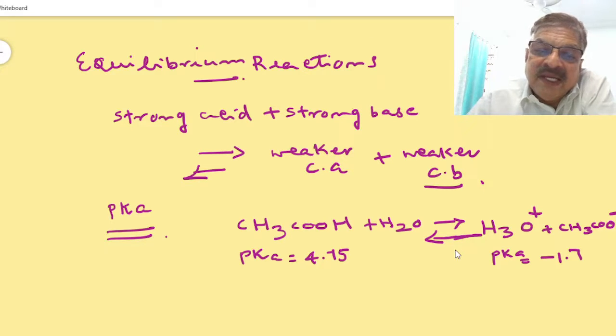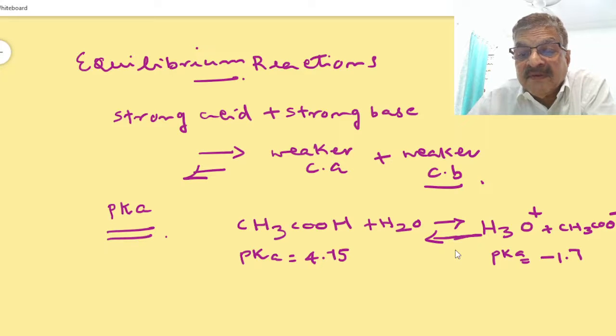Now the pKa difference, that is, one is 4.75 here minus the other one, which is minus 1.7. The difference in the magnitude of these pKa values.